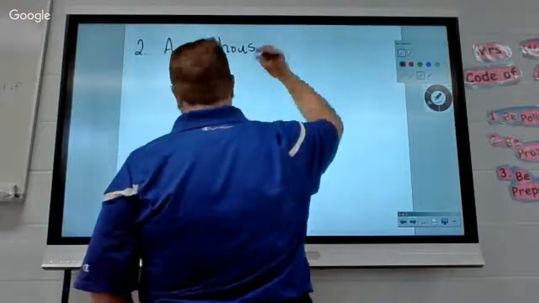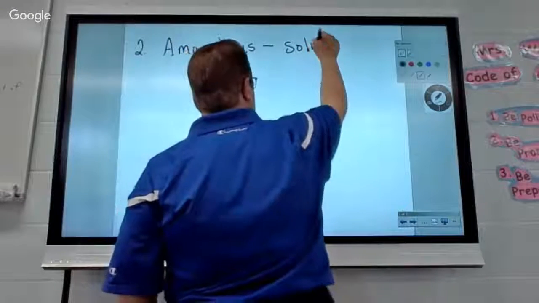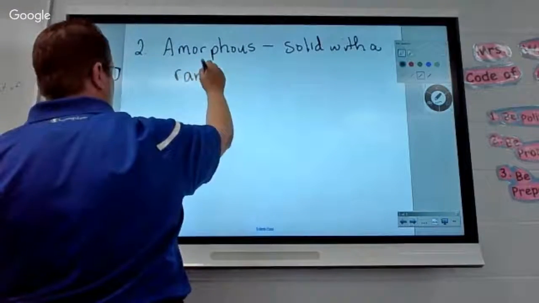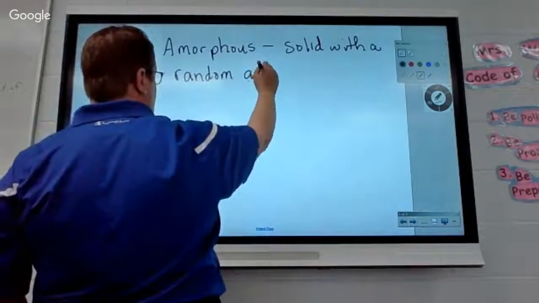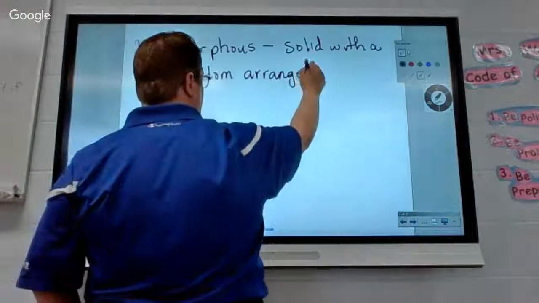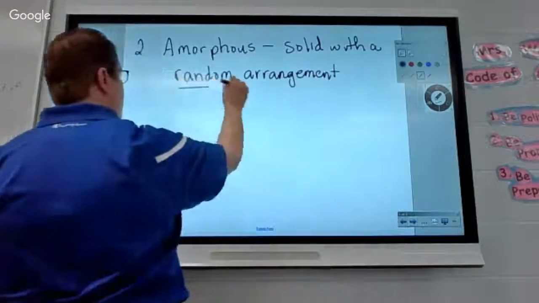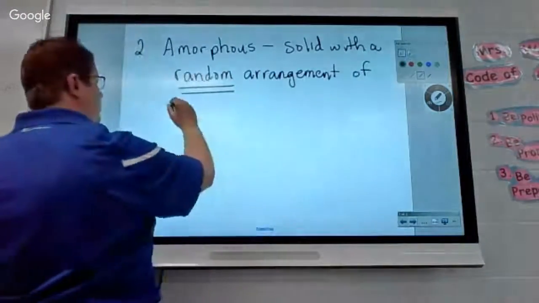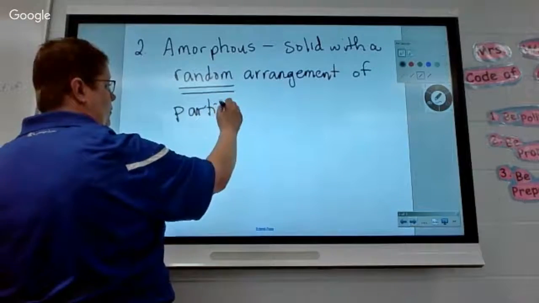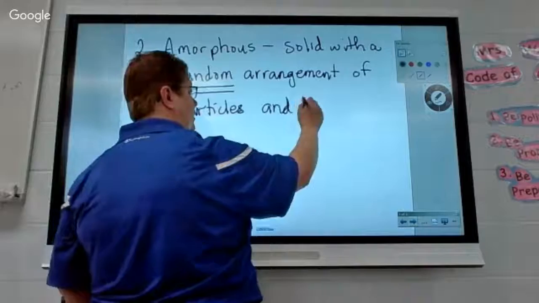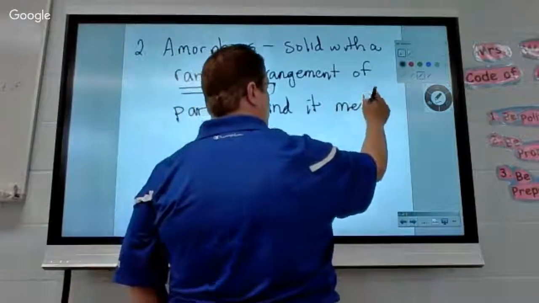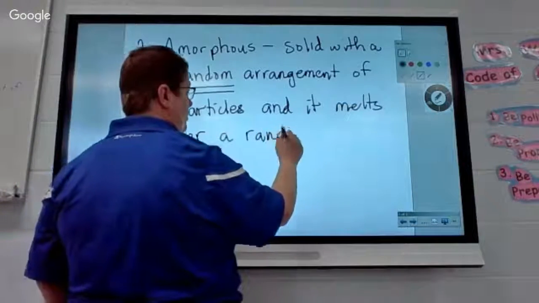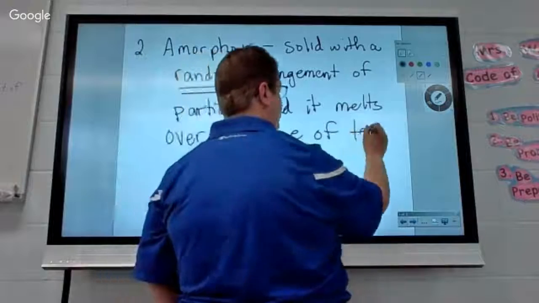This is a solid with a random arrangement. Okay? It's a solid with a random arrangement of particles. And it melts over a range of temperatures.